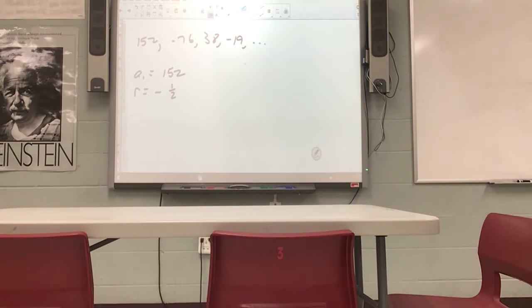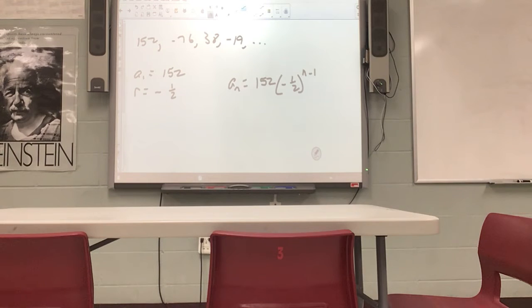So it starts off with a base n is equal to A1, which is 152, times R to the n minus 1 power. Pretty good, huh? Now, if you remember from Tuesday, I'm going to start giving you less and less, and we still have to be able to write the formula.